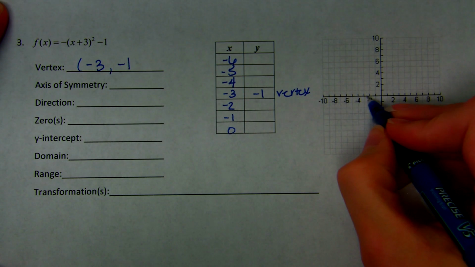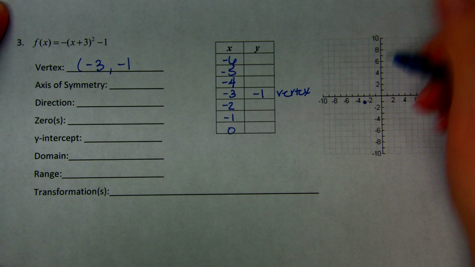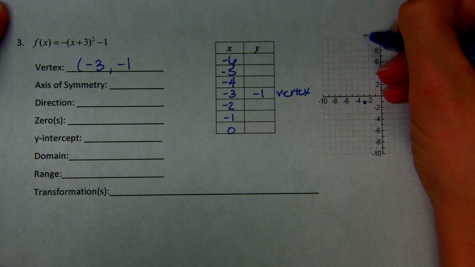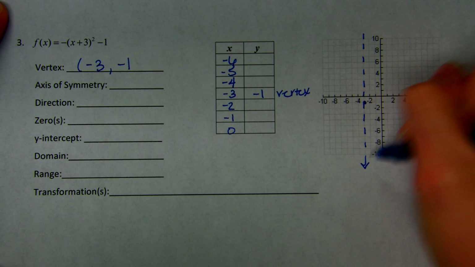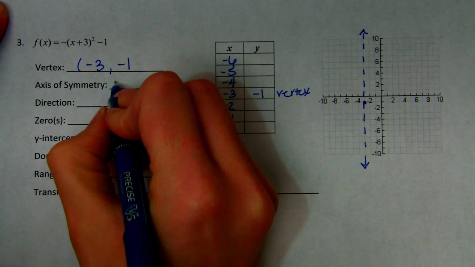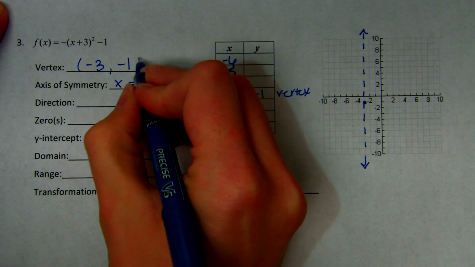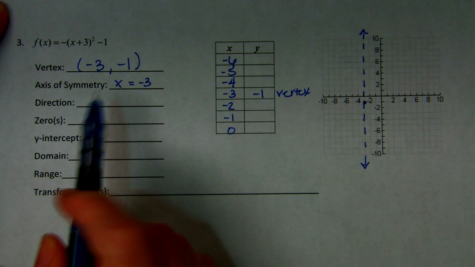My vertex is at -3, -1 right here, and my axis of symmetry goes through the vertex. So it's x equals -3. Forgot to close my parenthesis, guys. Don't do that.